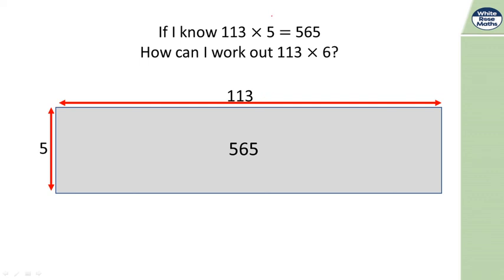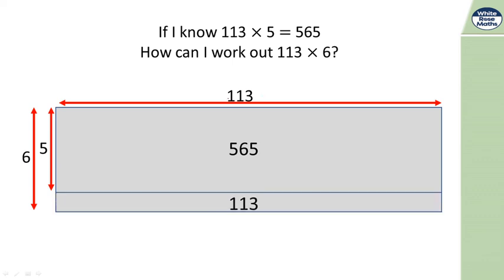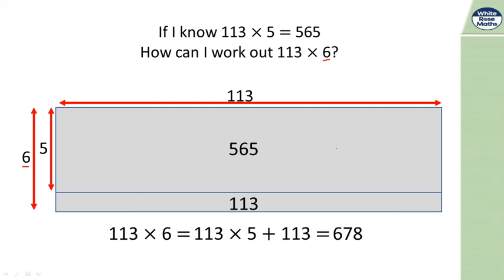Okay, so then we've got, if I know 113 times 5, how can I work out 113 times 6? So this way, I'm multiplying by 5, but now I want to multiply by 6 instead. So I'm going to have to add one lot of 113, because we've got 5 lots of 113 with this answer. But I want 6 lots of 113, so I need to add one more lot of 113. So 113 times 6 is the same as 113 times 5 plus 113. And if you add that up, you get 678.